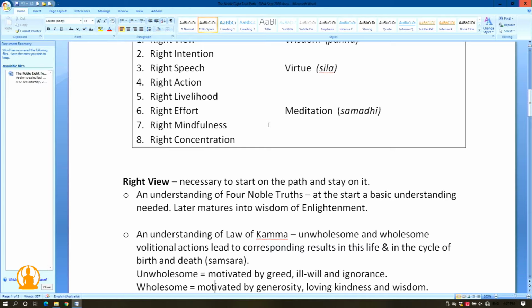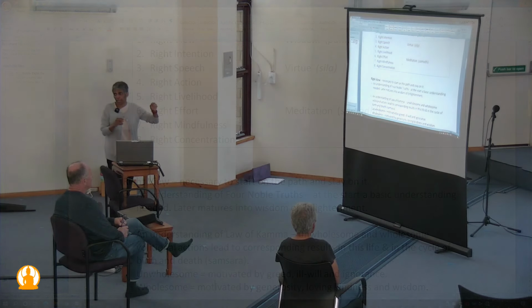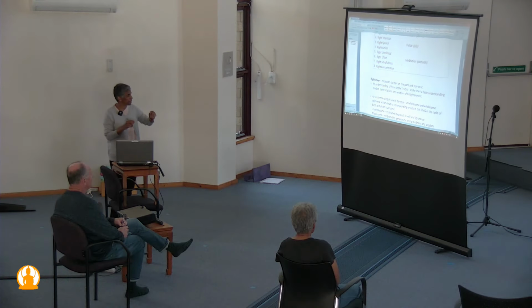Now, it's strange because right view, in summary, is actually the Four Noble Truths. So we begin with a basic kind of right view, and we end up with the deep, profound penetration of the Four Noble Truths, which is enlightenment. So this right view is kind of the beginning and the end, in a sense. But right view is necessary for us to start the path and to stay on it.